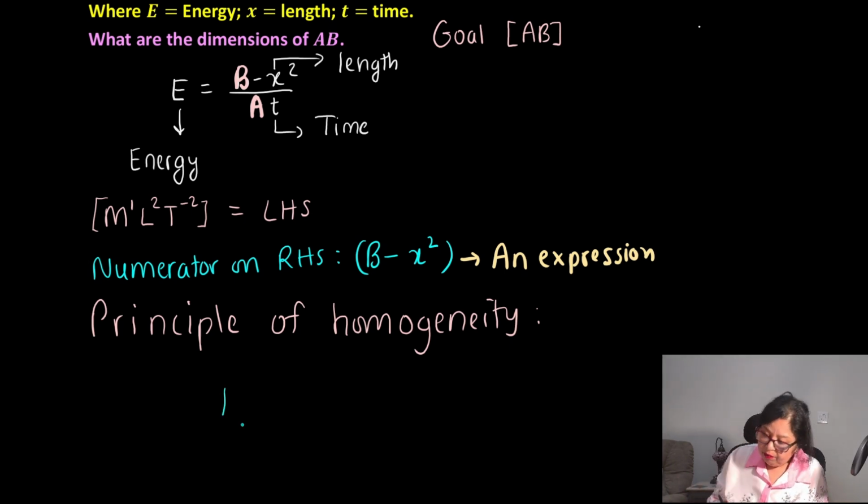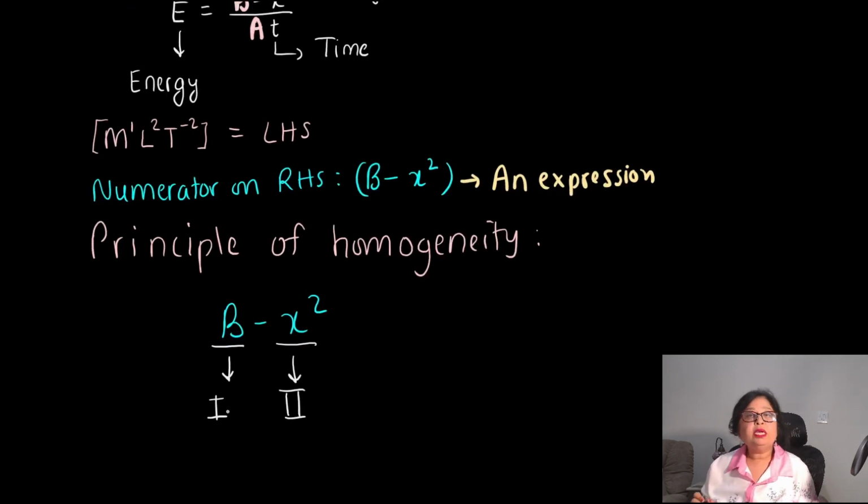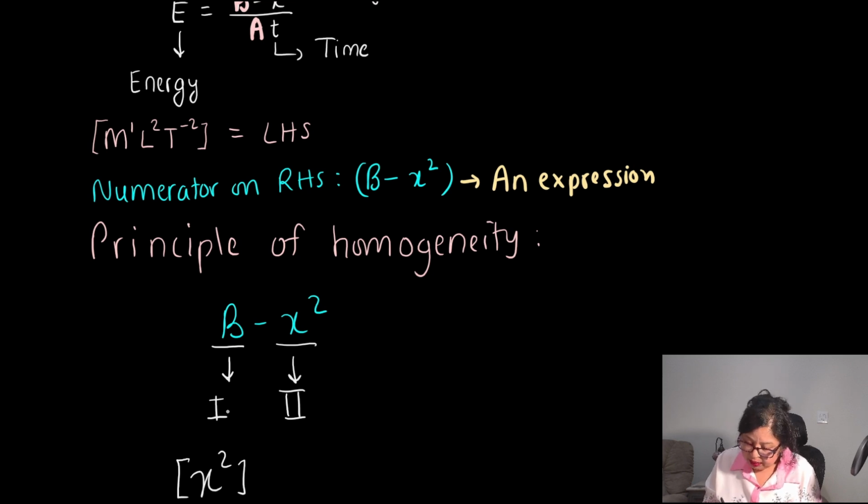Now, we're given here B minus X squared, this expression. How many terms are in this expression? The terms are separated by either a plus or a minus sign. So here B and X squared are separated by a minus sign. So there are two terms. B is one term, and X squared is the other term. And the principle of homogeneity says whatever are the dimensions of one term are the dimensions of the other term, and so on. So we know that in this expression, X squared has dimensions of length squared.